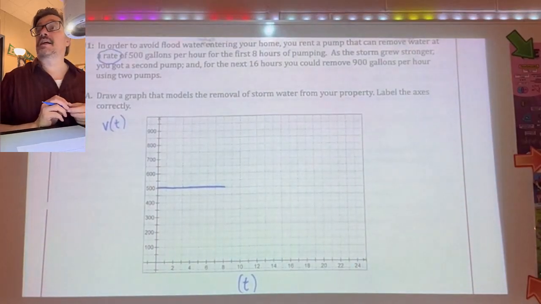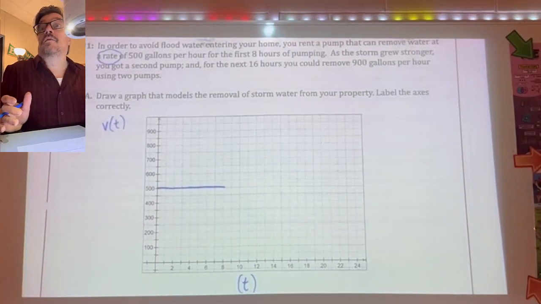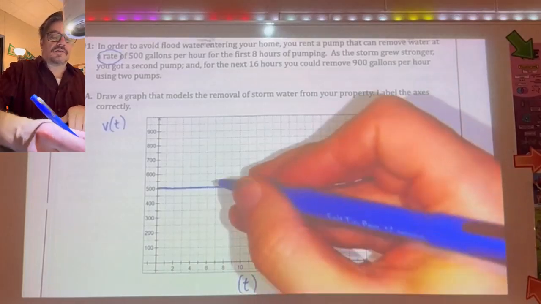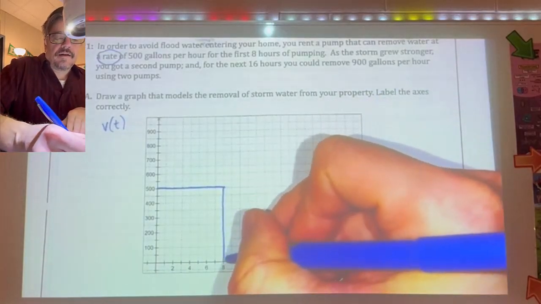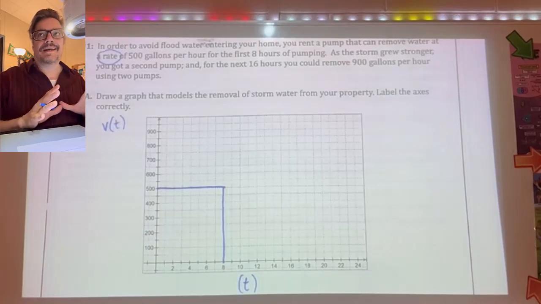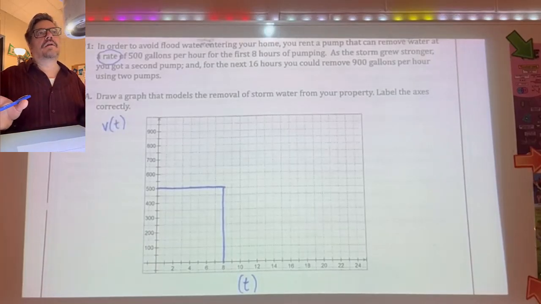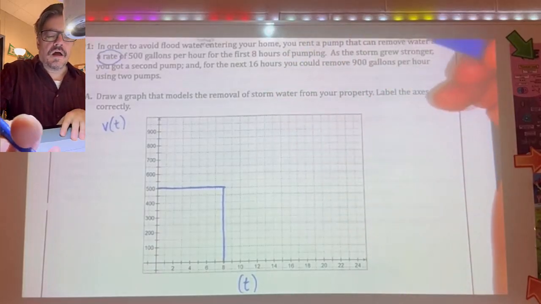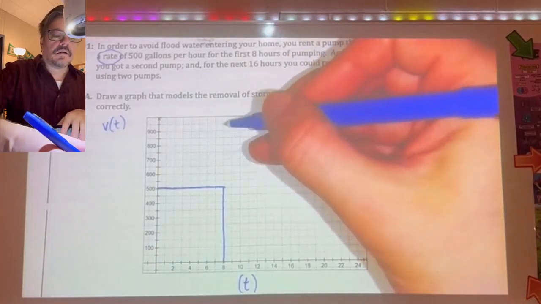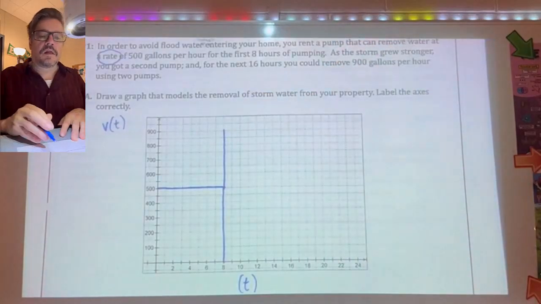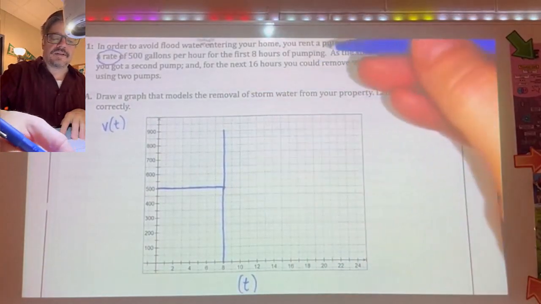Would you agree that that was a consistent rate? It's a machine, right? It's going to pull that much water out for 8 hours, okay? What we're going to do is we're going to graph that. Okay. So then what happened is after that, they got another pump, and they started doing 900 gallons for the next 16. So they're going 900 for the next 16. All right, 16 plus 8 is 24.